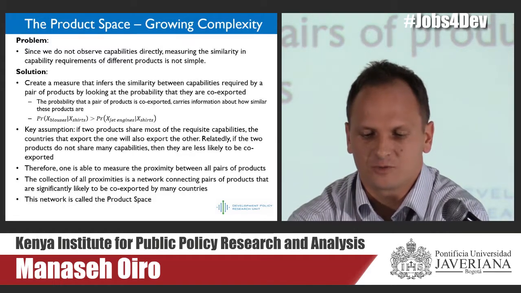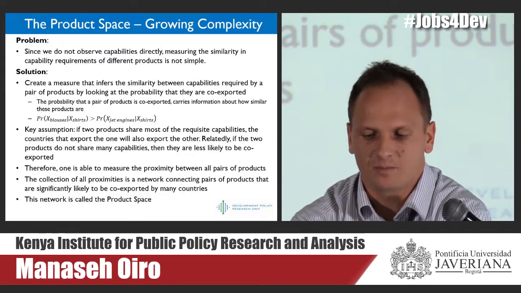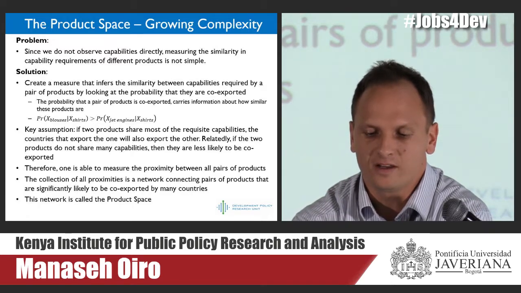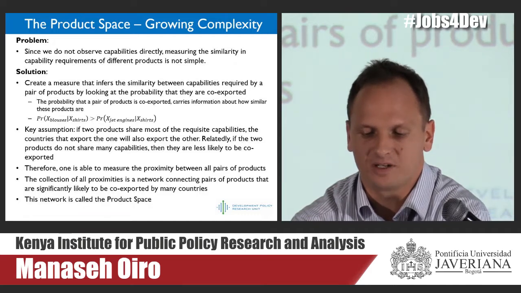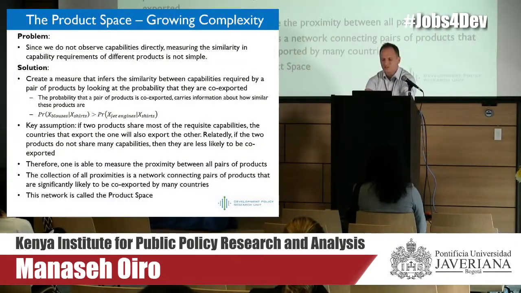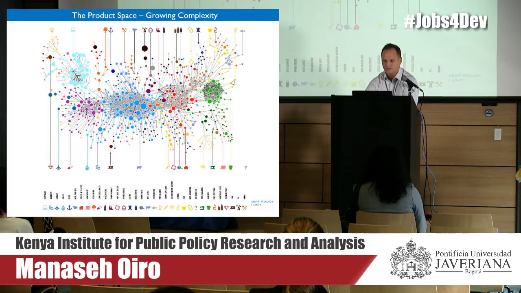The key assumption is that if two products share most of the requisite capabilities, the countries that export the one will also export the other. Relatedly, if the two products do not share many capabilities, then they are less likely to be co-exported. And they basically generate this proximity matrix between all of the products, well, the trade data products. And then they use that to generate this product-to-product network that they use in network analytics to generate a product space.